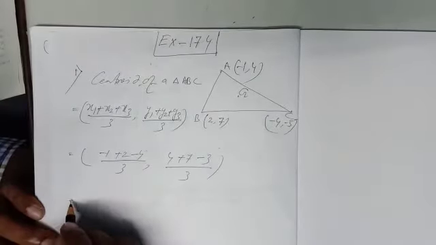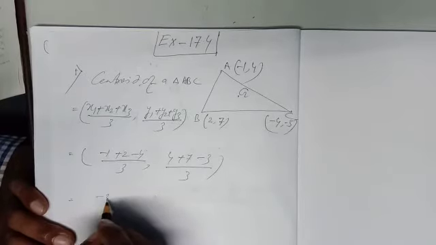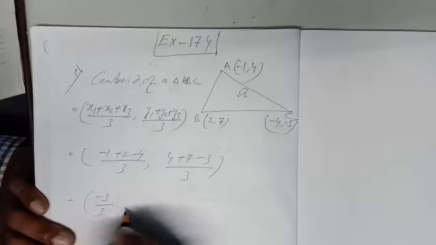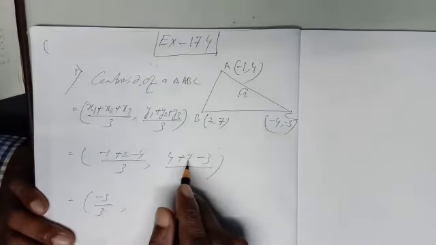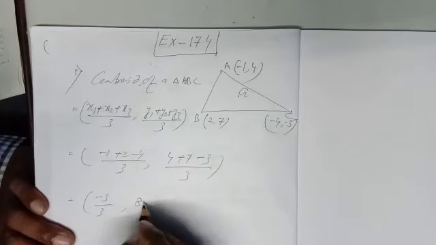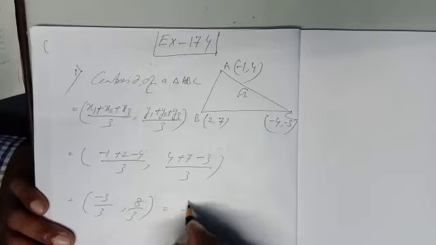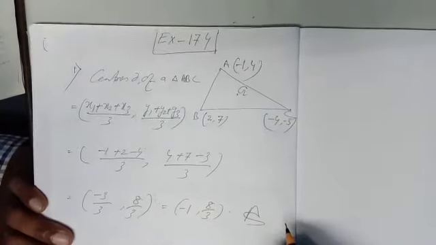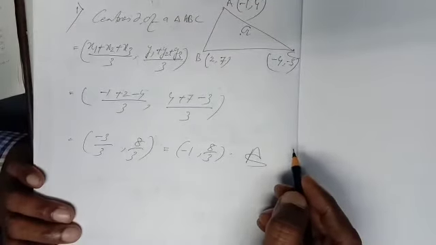So what answer are you getting? This is -5 plus 2, that is -3 by 3, and here you are getting 4 plus 4 minus 3, 1 plus 7, 8 by 3. So the centroid of the triangle is -1, 8 by 3. This is the way of finding the centroid of a triangle having coordinates A, B, C.